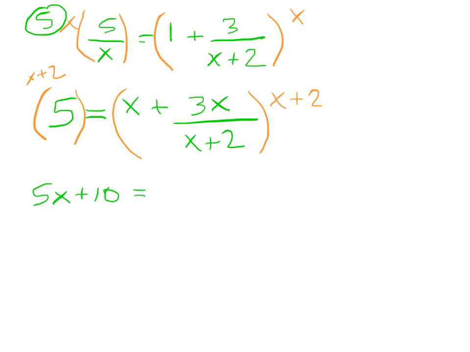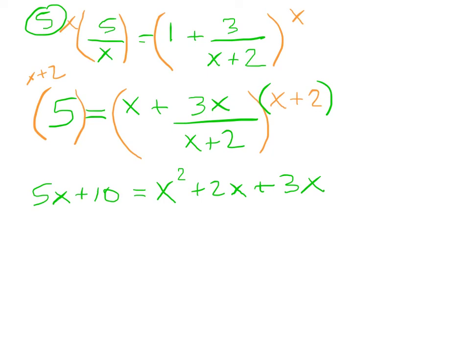And then on the right, I have to distribute this x plus 2 to both terms in parentheses here. So I'm going to have to do x plus 2 times x, which is x squared plus 2x. And then x plus 2 times 3x over x plus 2. My x plus 2's cancel, and I just get 3x.